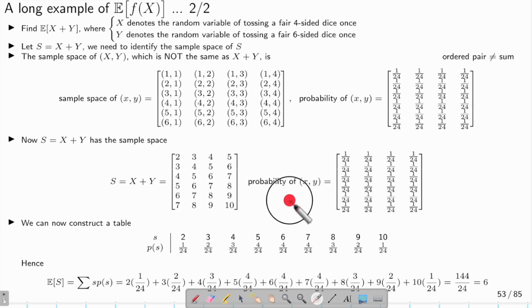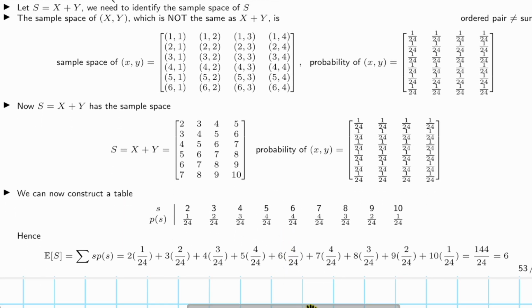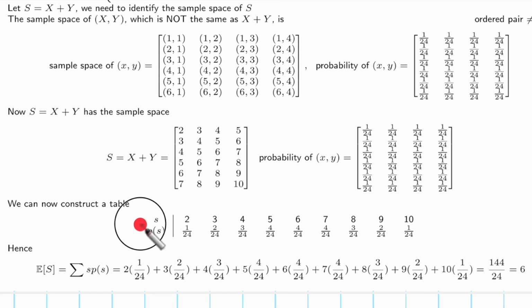But now here's the most tricky part. You see that some numbers appear more than once. For example, 3 appears 2 times, 4 appears 3 times, 5 appears 4 times. So we need to construct the probability distribution of this random variable S. Here is the table. If I consider X plus Y as a new random variable, then the sample space of S, all the possible outcomes of S, will be from 2 to 10. And their corresponding probabilities are like this.